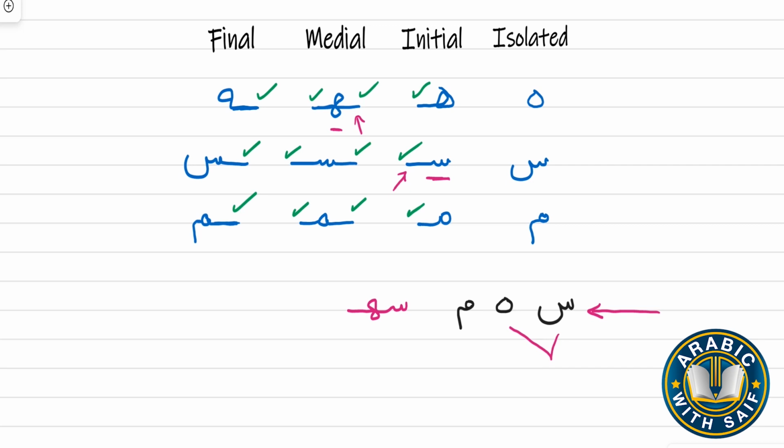Second, the relation between ha and mim. If ha is in the middle, it can connect to any letter after. And mim at the end can connect to any letter before. So all will be connected. And this will be the final form for this word. Let's read it. Sahm. Sahm means arrow.